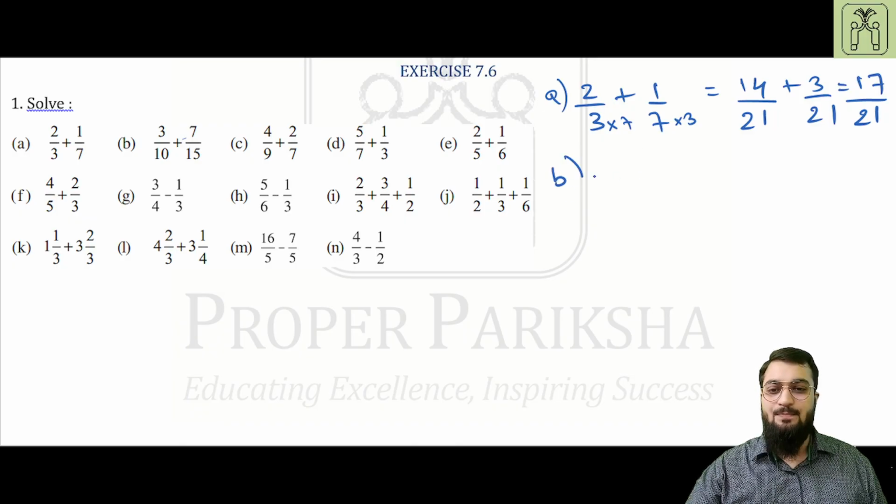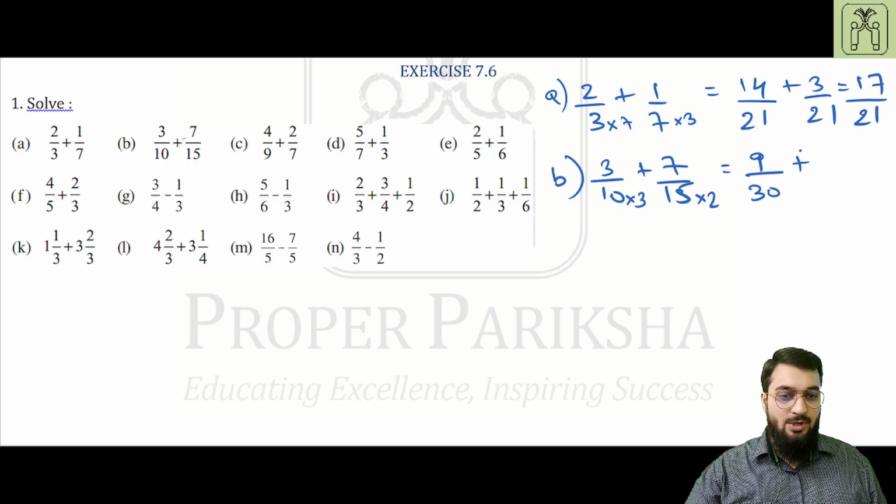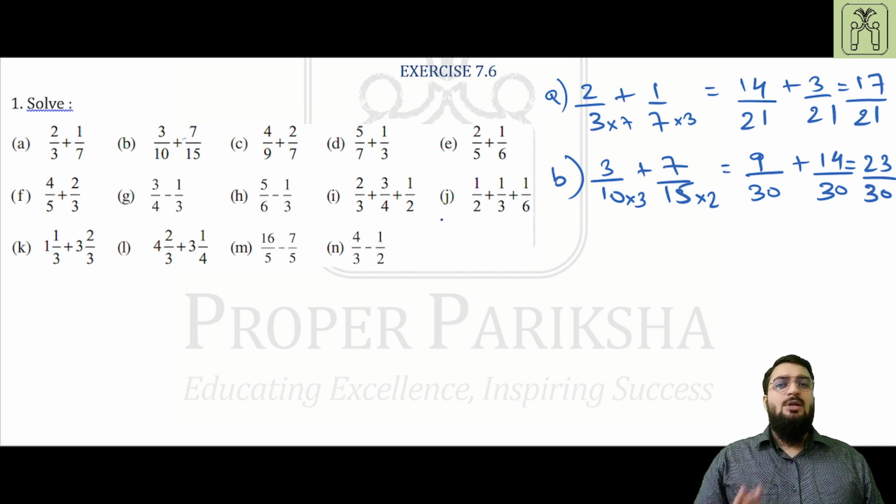Coming to part B. Here also the denominators are different. So 3 upon 10 plus 7 upon 15 is there. The LCM will be 30, and this will be obtained by multiplying the first by 3 and the second by 2, which will give us 3 into 3 upon 30 plus 7 2s are 14 upon 30. So 9 plus 14 will give you 23 upon 30. So I hope you understand. The algebraic operation will be done as smoothly as you can do that.